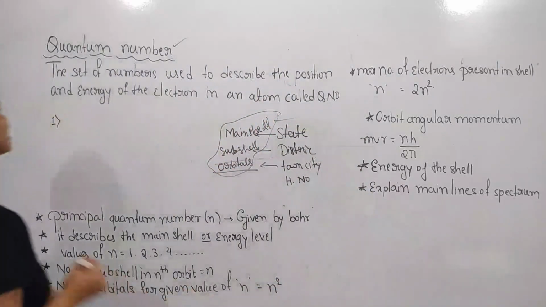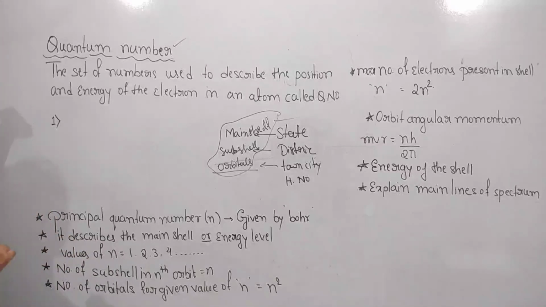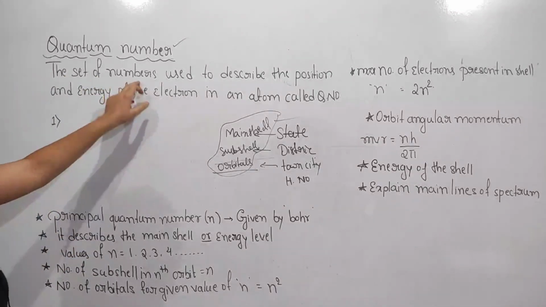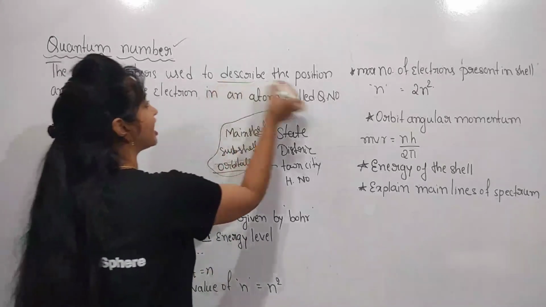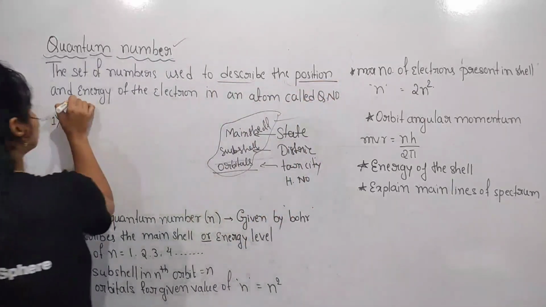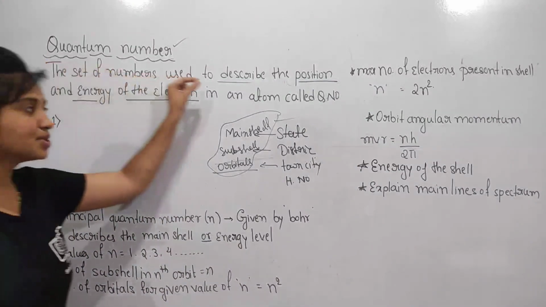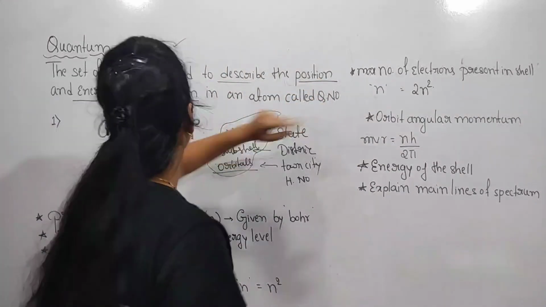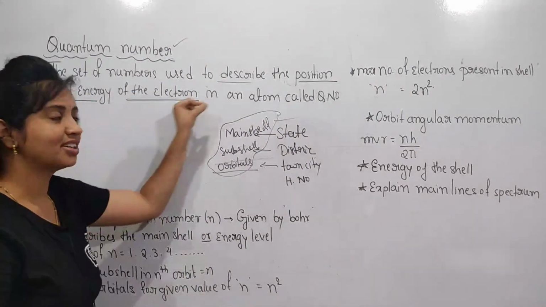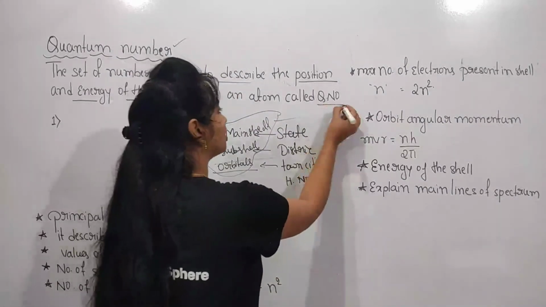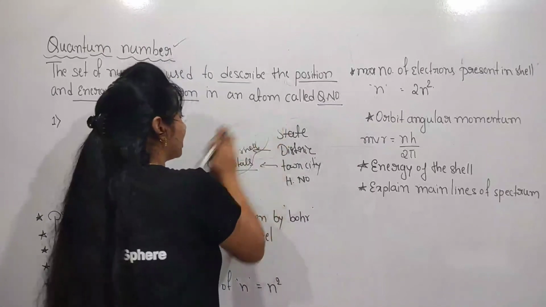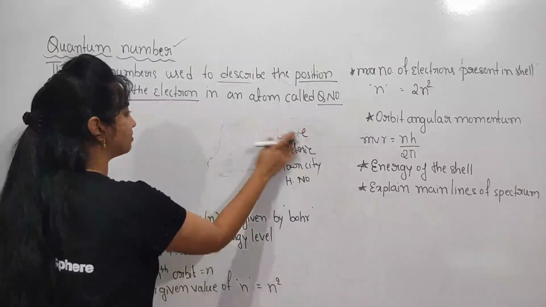So, see here, what is the definition of a quantum number? The set of numbers used to describe the position and energy of an electron. Quantum numbers used to describe the position and energy of an electron in an atom are called quantum numbers. So, we have 4 quantum numbers.